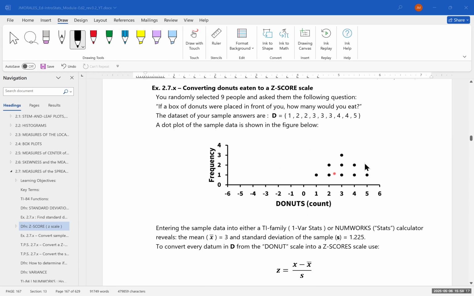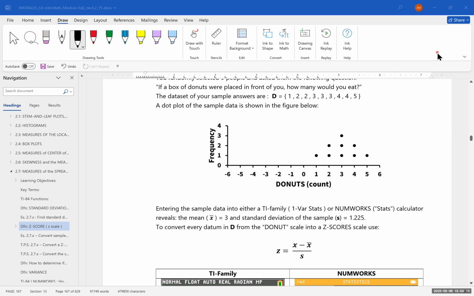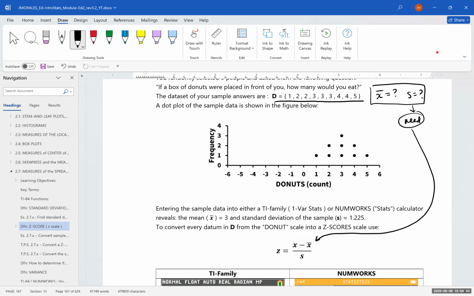Now, here we were given the raw data. Right here, we have a data set. What we were not given is the sample mean and the sample standard deviation. Both of these things we need in order to do the z-scale conversion, right? This variable x is going to be each one of these values in turn.